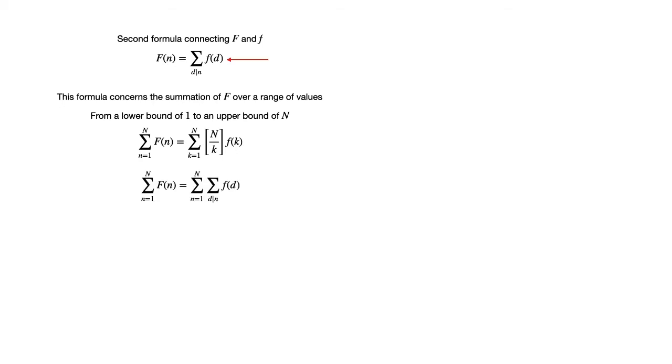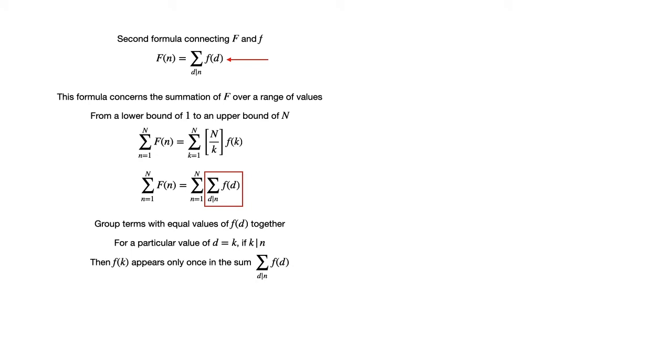Again, to prove this, we resort to the definition of capital F as we have done in the past. This yields the sum as n goes from 1 to capital N of capital F of n equals the sum as n goes from 1 to capital N of the sum as d divides n of little f of d. The idea we will make use of is to group terms with equal values of little f of d together, similar to what we did in proving the Mobius inversion formula. This is done in the following way.